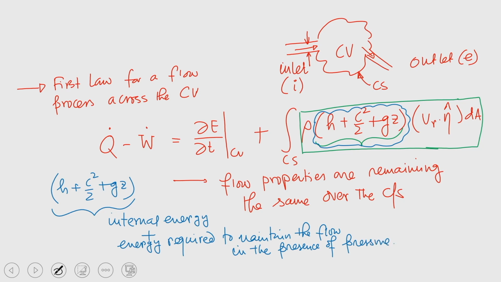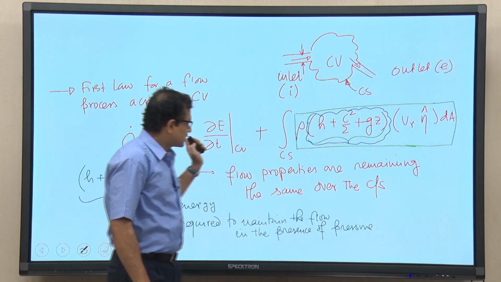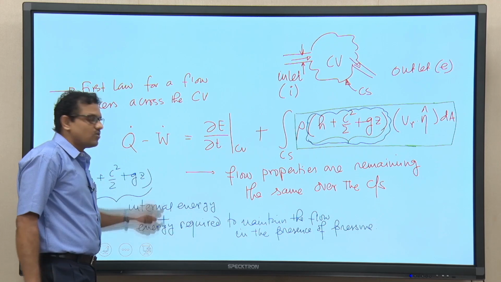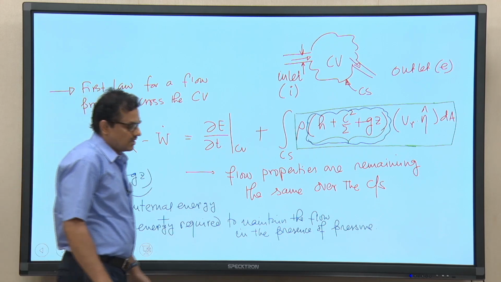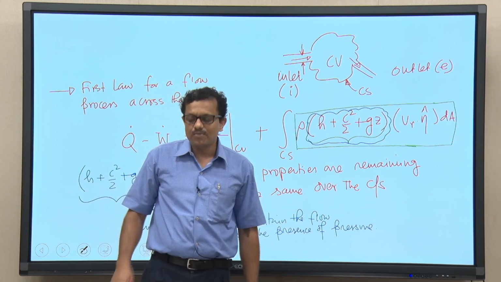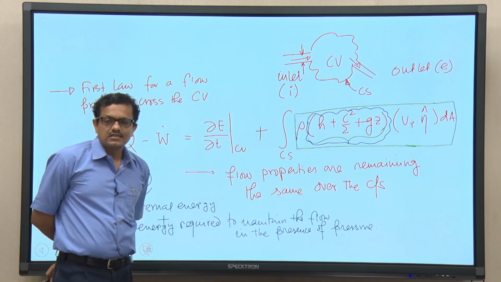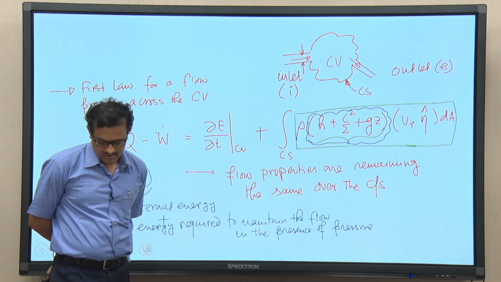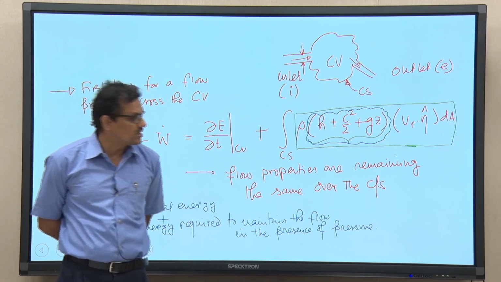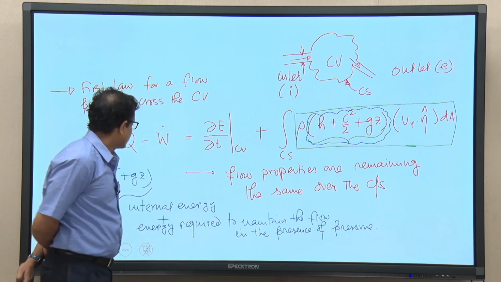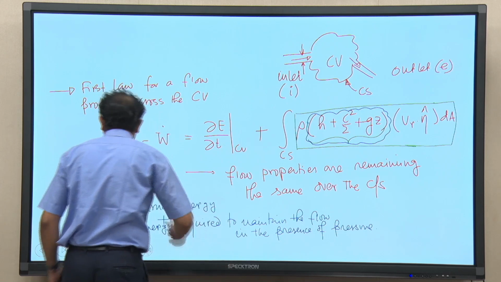Okay. Today, as I am saying, we have just recapitulated what we discussed in the last class. Starting from this equation, we will derive the equation for a special process, and that special process is the steady state steady flow process. So, if the process is steady state steady flow, then what will be the form of this equation?